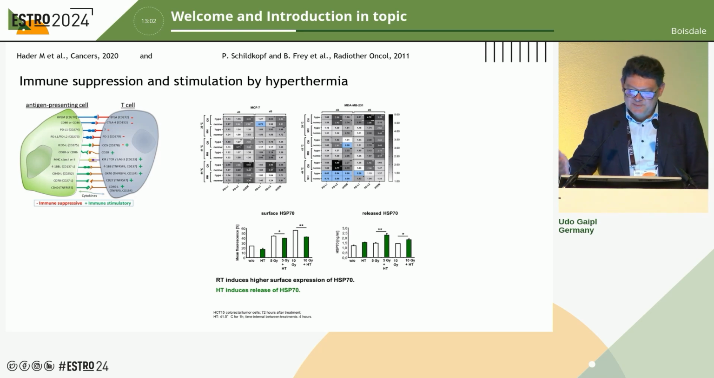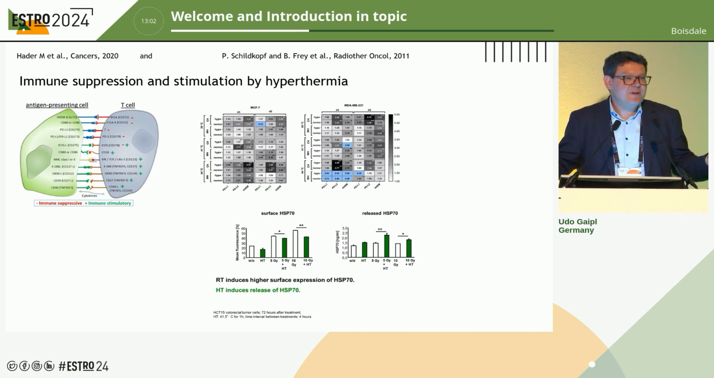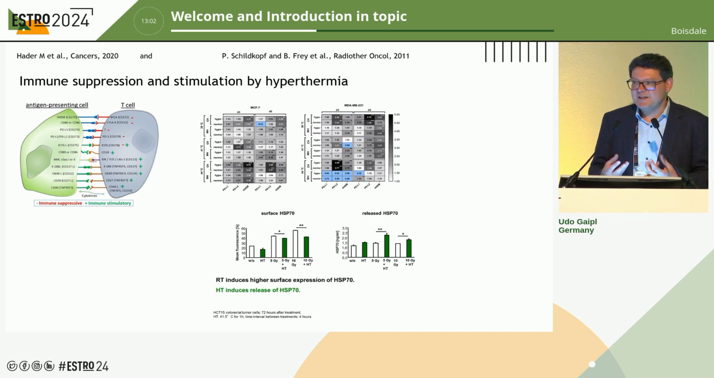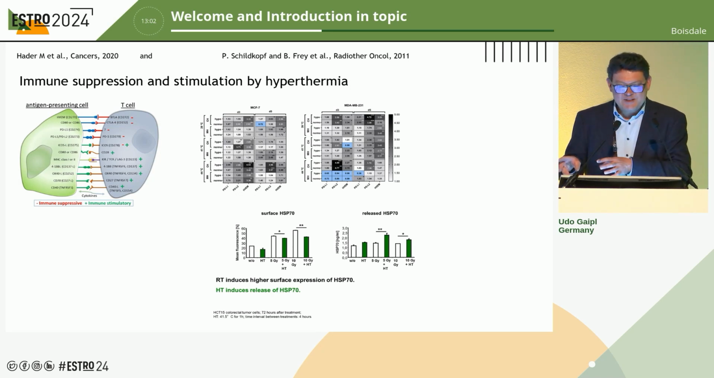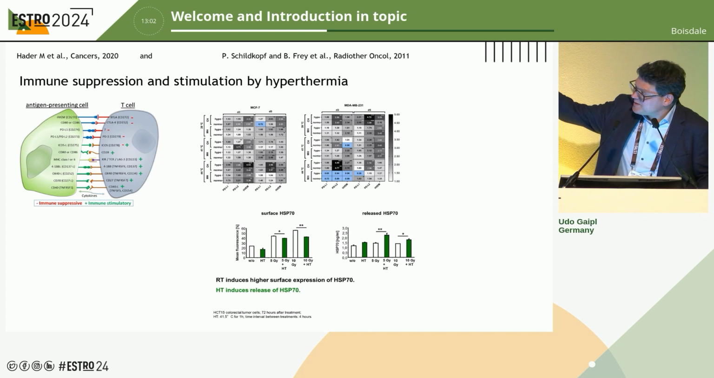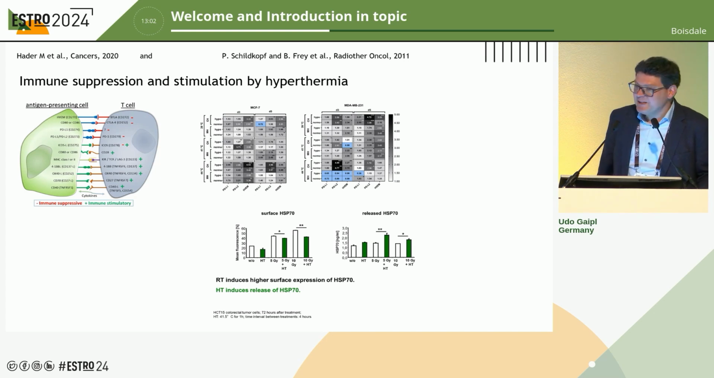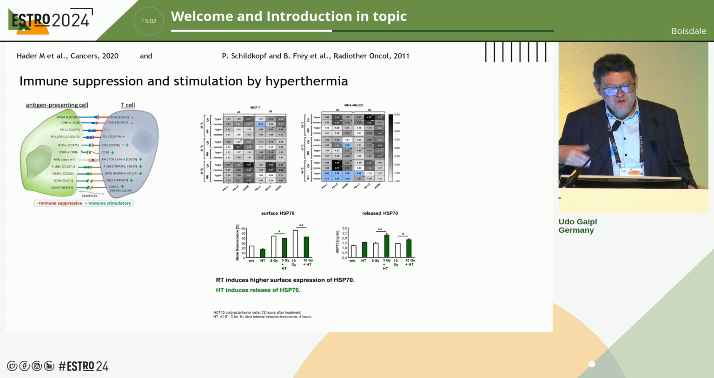But when you look in experimental settings, it's only released out of the cell into the microenvironment when you add hyperthermia to radiotherapy. So this is one example of how you increase the immunogenicity by hyperthermia, because you get a release of a danger signal which is normally located as a chaperone inside the cell, but outside it activates the immune system.